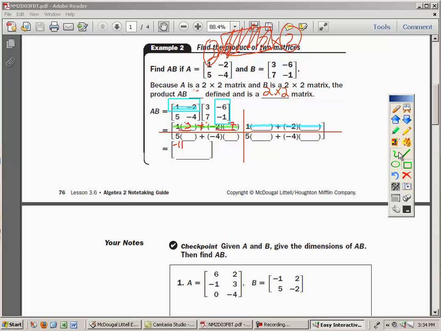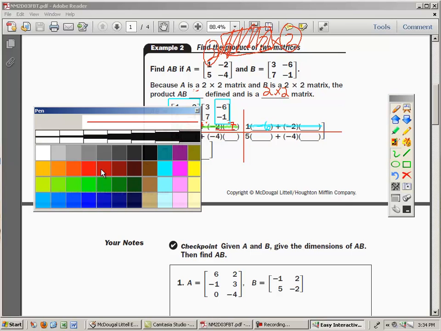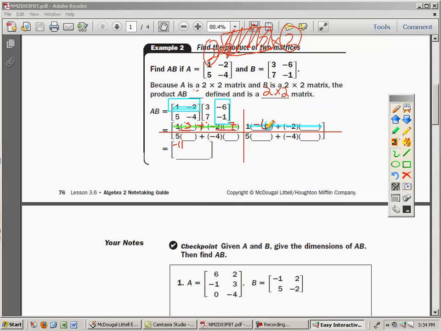And so this ends up being 1 times negative 6, and then negative 2 times negative 1. Now do some simplifying. 1 times negative 6 is negative 6. Negative 2 times negative 1 is positive 2. Negative 6 plus 2 is negative 4. Okay. Once again, I'm going to do some erasing here.